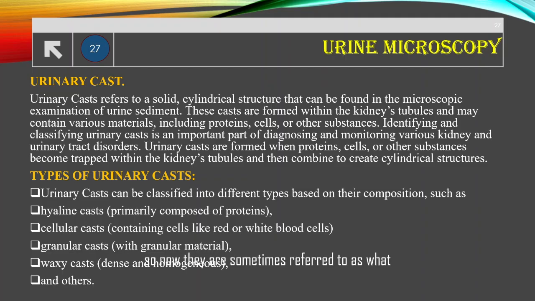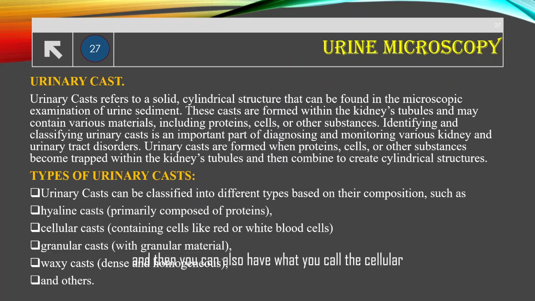So now, they are sometimes referred to as what? Fine granular casts or coarse granular casts, meaning that you have got two types: fine and coarse. Others will classify them as hyaline granular casts. Those ones are made up of what? More of the proteins. These are primarily composed of proteins, like, for example, the same protein that we talked about, or the immunoglobulins. These are also proteins, remember. So immunoglobulins are going to be called the hyaline granular casts.